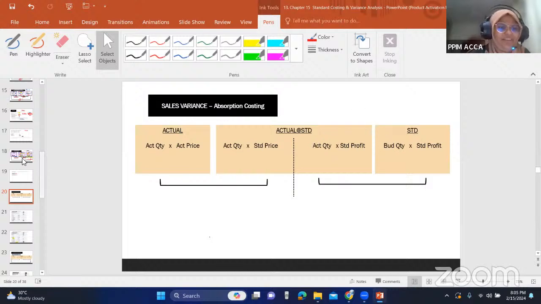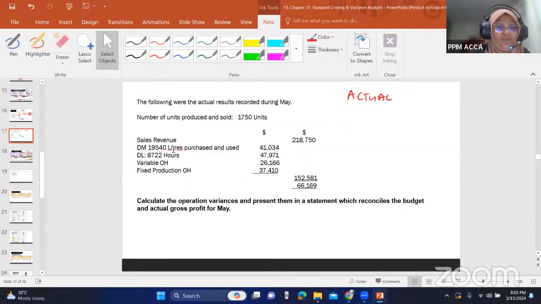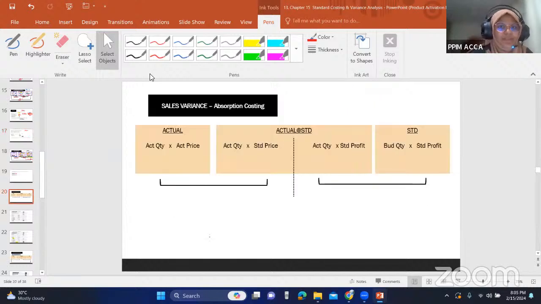So let's add one by one. It's easy to get the figures from the data itself. Actual quantity sold. Let's see. Number of units that you have produced and sold is 1,750. Actual price, how much did we sell it for? We don't know. But we know in total the revenue was 218,750. Okay. So let's put in what we know. 1,750. Actual price we don't know. But we know that when we sold this 1,750, we made revenue of 218,000. Change the color.